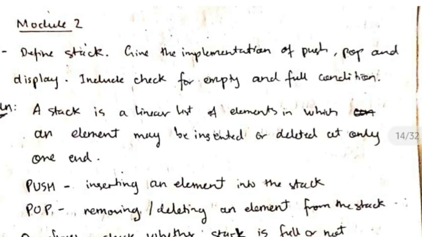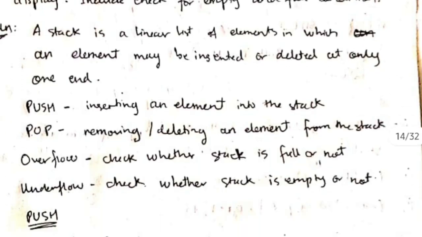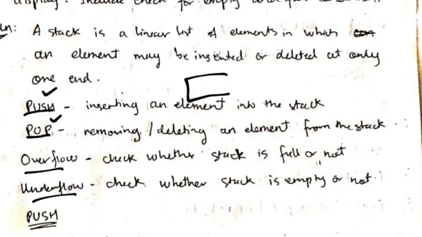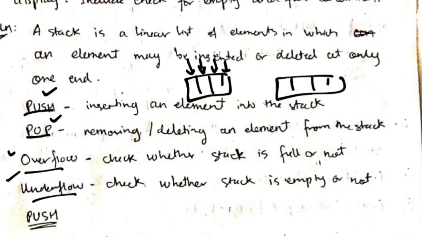Okay, what is a stack? A stack is an array, but we can insert and delete elements only from one end. Okay, and we have four operations, which are push, pop, overflow and underflow. In push we will insert an element, and in pop we will delete an element. Overflow means the stack is full, all the spaces are filled by elements. In underflow, if the stack is empty, that's known as underflow.